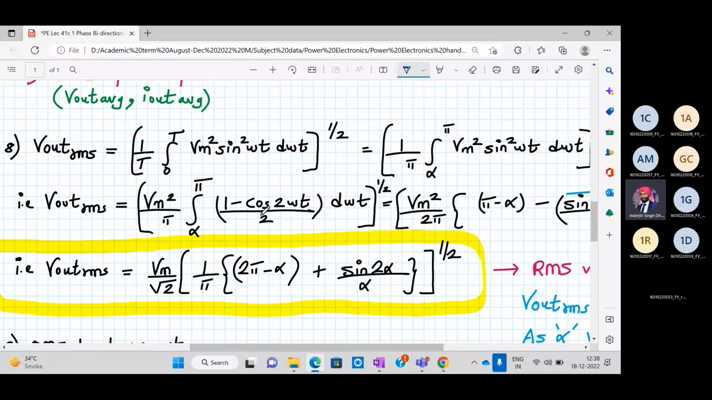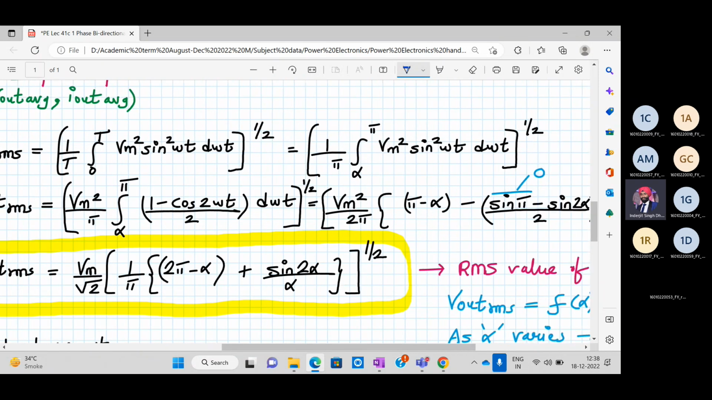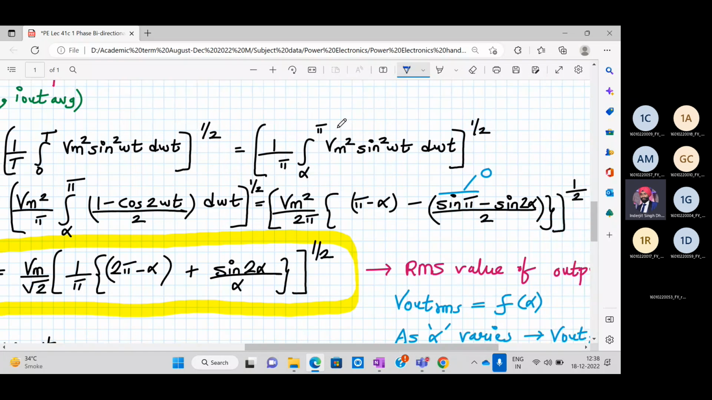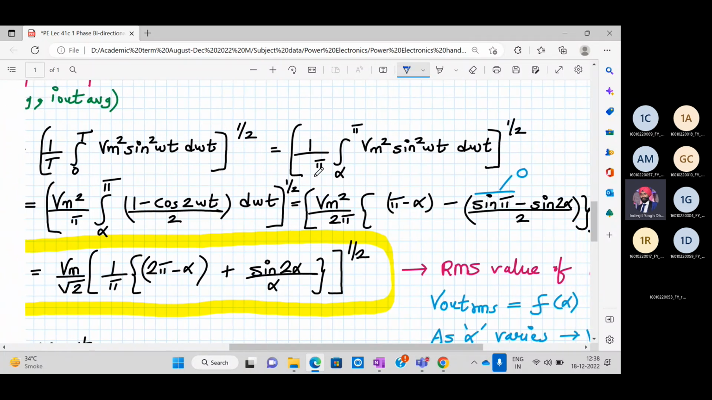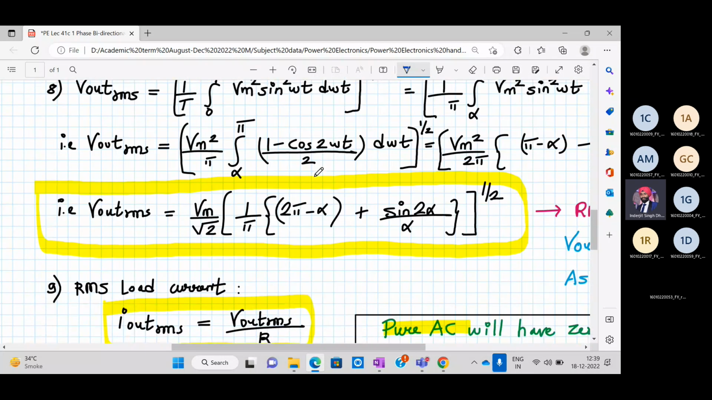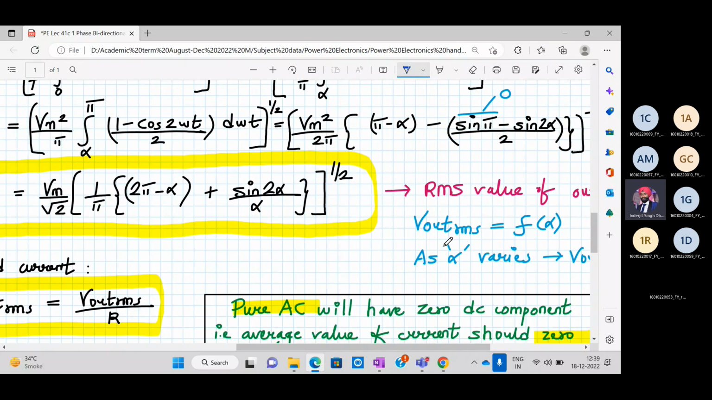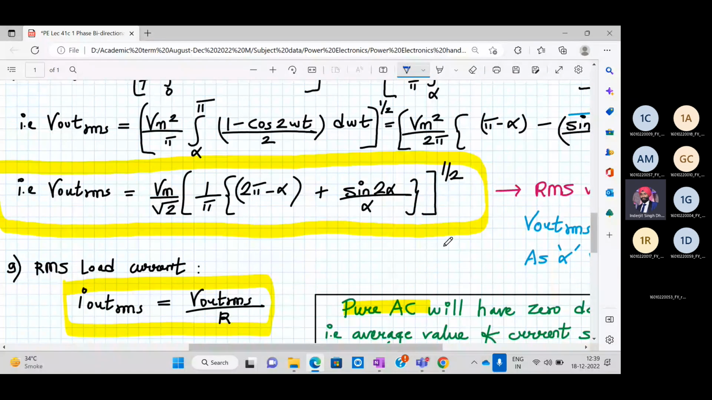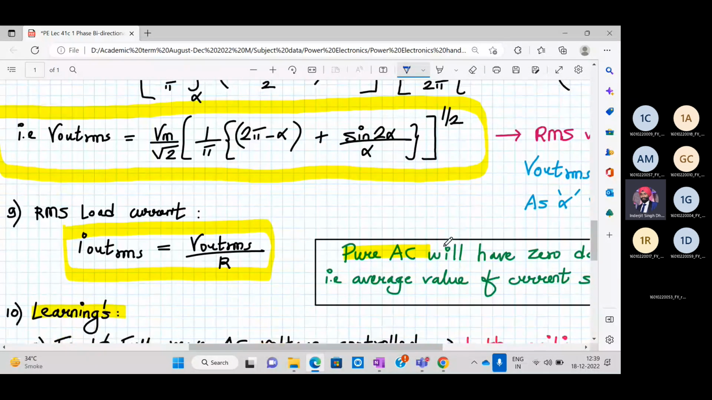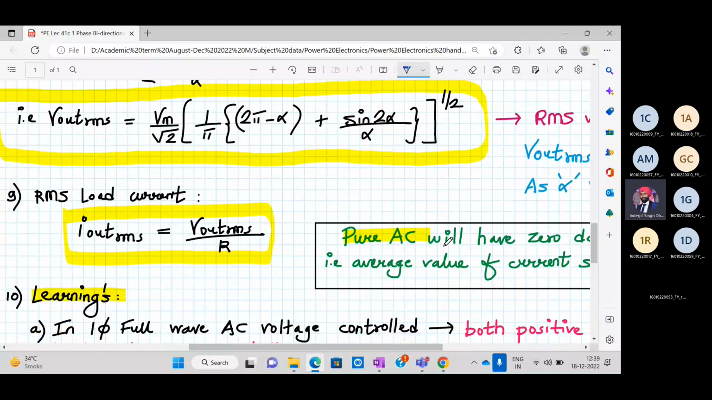Okay, its RMS value can be determined as follows. The integral is from 0 to T, 1 upon T, Vm squared sine squared omega t d omega t, the whole raised to half, where T over here you can consider to be pi, and the limits go from alpha to pi. Then you can solve this and you will get this expression of Vout RMS, that is Vm upon root 2 into [1 upon pi into (2 pi minus alpha plus sine 2 alpha upon 2)] the whole raised to half. Okay, so here we can see that you can control the Vout RMS by controlling the firing angle alpha, and your RMS load current will be Vout RMS upon R.